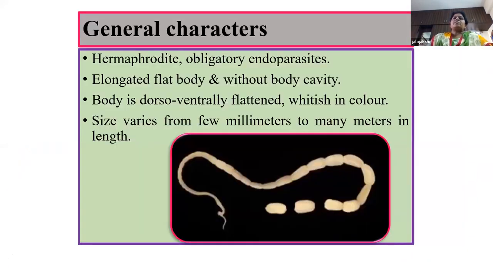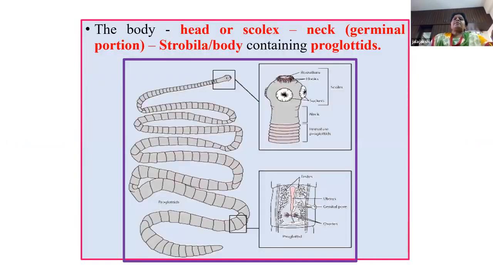All cestodes are also hermaphrodites, meaning they have both male and female reproductive organs as a natural condition. All these tapeworms depend on their host for their nutrition as well as reproduction, so they are called obligatory endoparasites. They have an elongated flat body without any body cavity. The body is dorsoventrally flat and whitish in color, and their size varies from a few millimeters to a few meters in length.